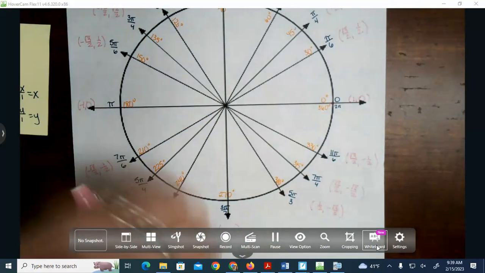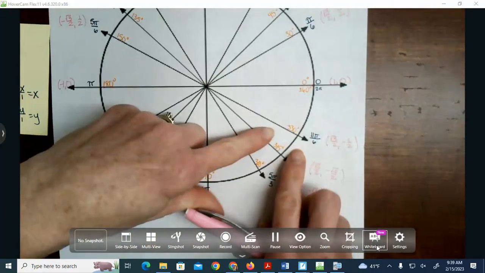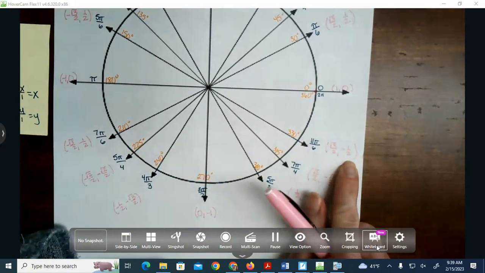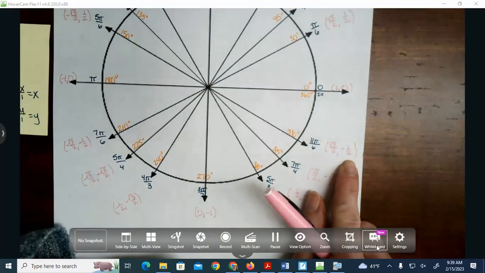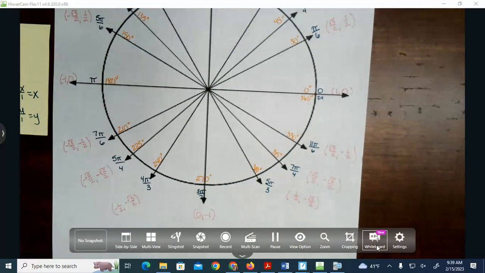So if I asked you to find the sine of 330 degrees, you could look right here. 330, sine is y, so the sine of 330 is negative 1 half. Just like we've been doing before, except we were doing quadrants and reference angles. This is essentially everything put in one picture. Degrees, angles, and our values of sine and cosine. Do you guys have any questions?